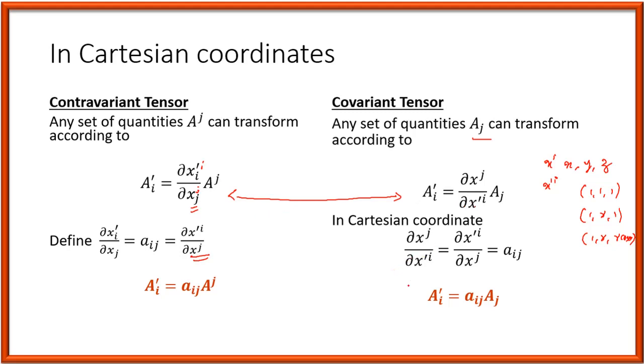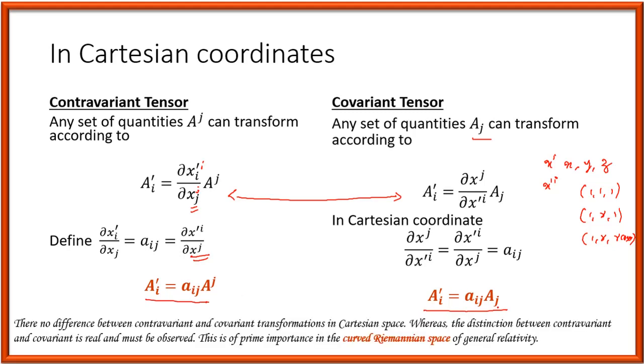So, in a Cartesian coordinate system, the covariant and the contravariant vectors are similar. Therefore, there is no difference between the contravariant and covariant transformation in a Cartesian space, whereas this distinction is evident when we are working with the Minkowski space or the curved Riemannian space of general relativity. This variation is real and it can be observable.